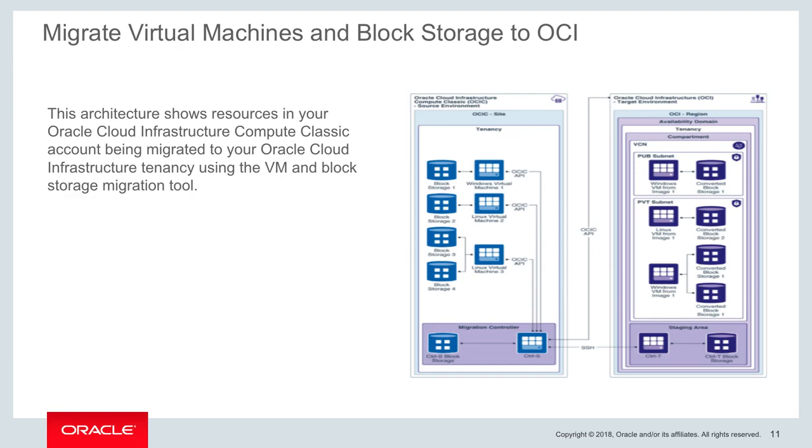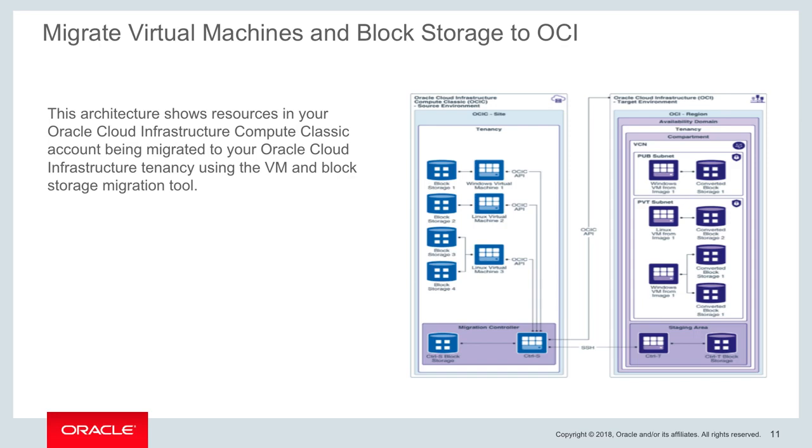You just saw a demo for the network and resource discovery tool. Let's now move on to the virtual machines and block storage migration section. In this slide, you'll see an architecture which shows resources in your OCI Compute Classic account being migrated to your OCI tenancy using the VM and block storage migration tool.